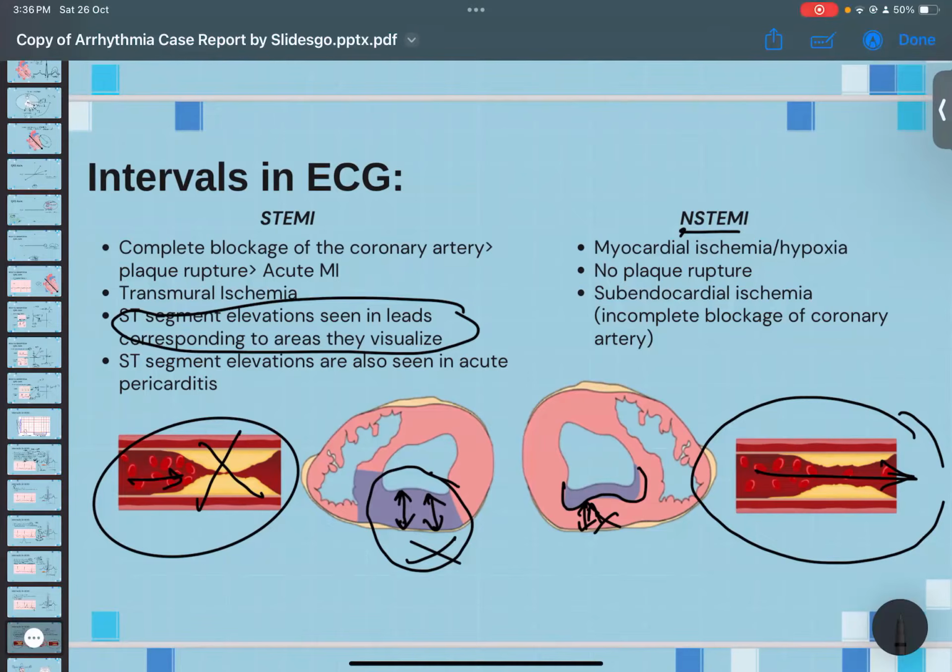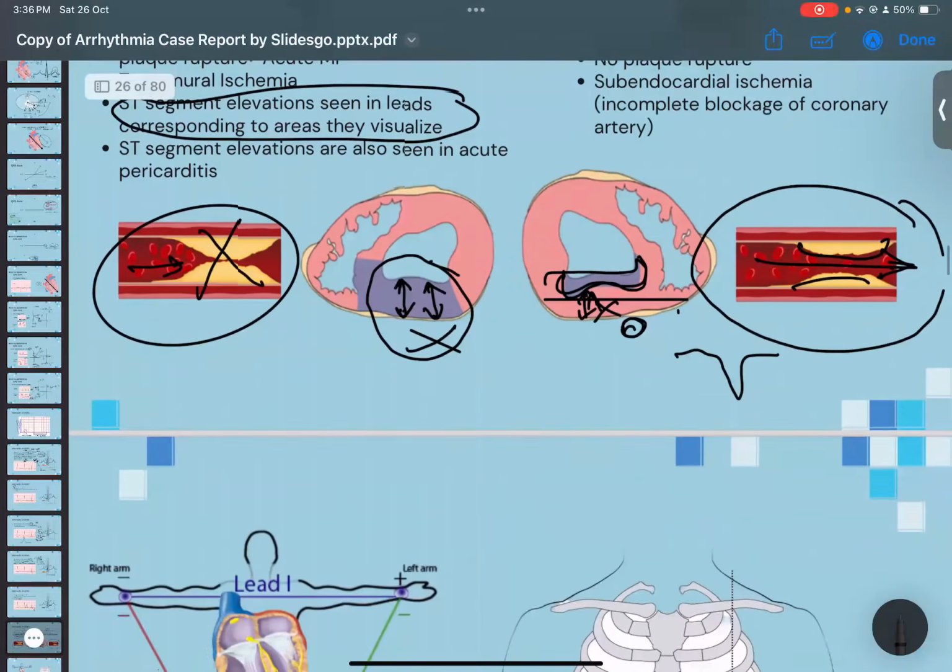Now, this is known as subendocardial ischemia. The reason the innermost layer of the endocardium is affected is because it's the furthest away from the coronary arteries. There is some blockage in the coronary artery, but it's not complete, so there is blood flow, but it's obstructed. Because you have little blood flow, you're only able to supply the areas close to the coronary arteries, and the areas further away will not receive blood. That is why it presents as ST segment depression.